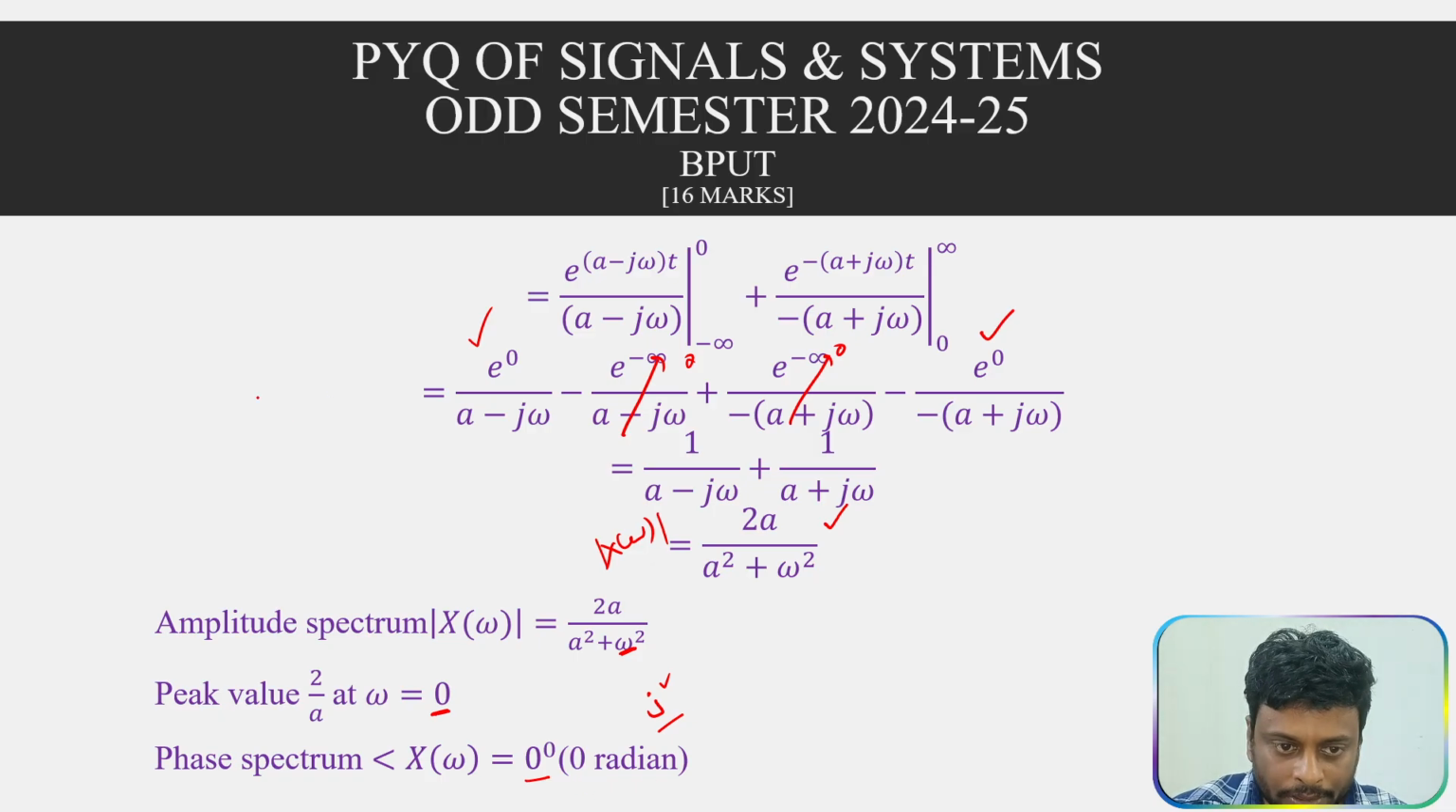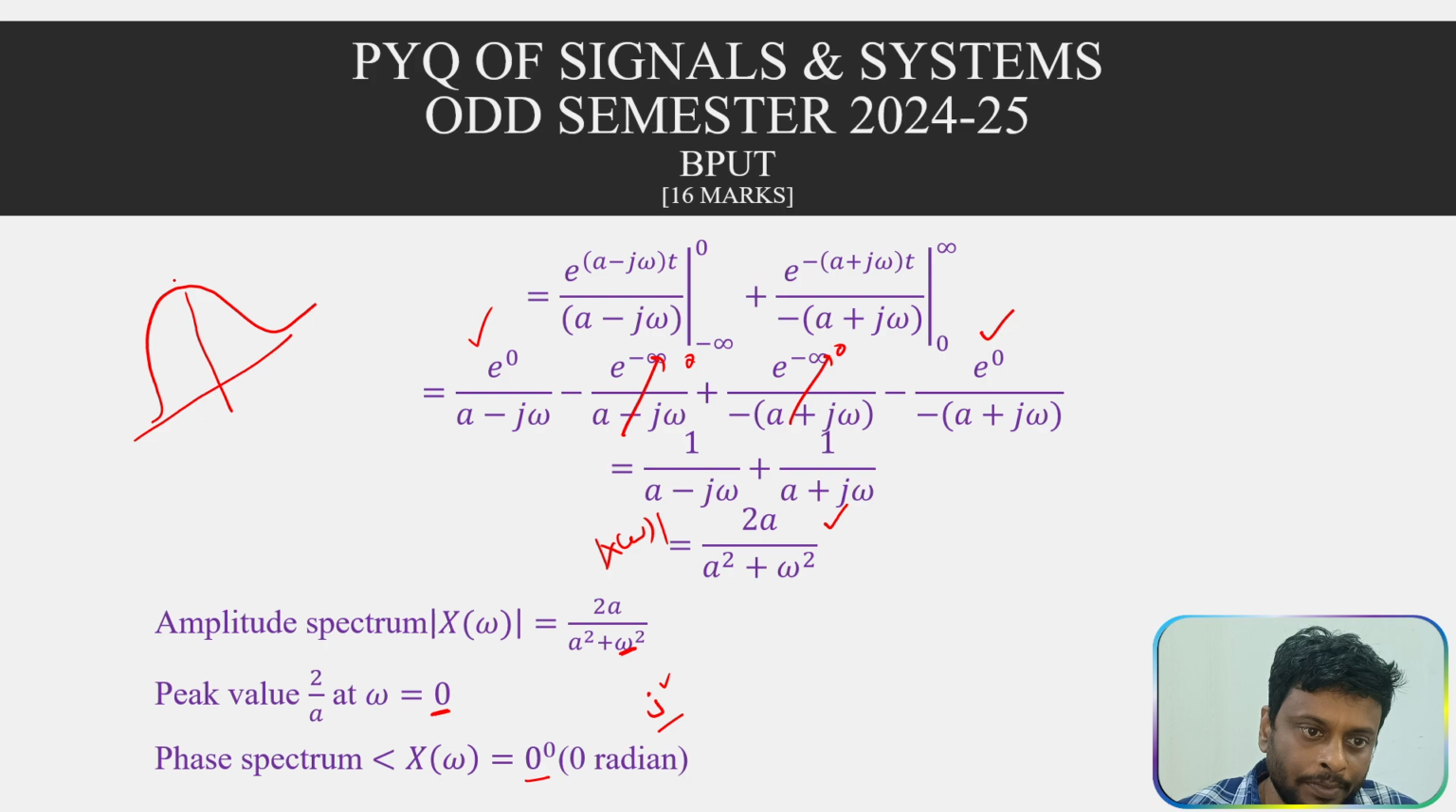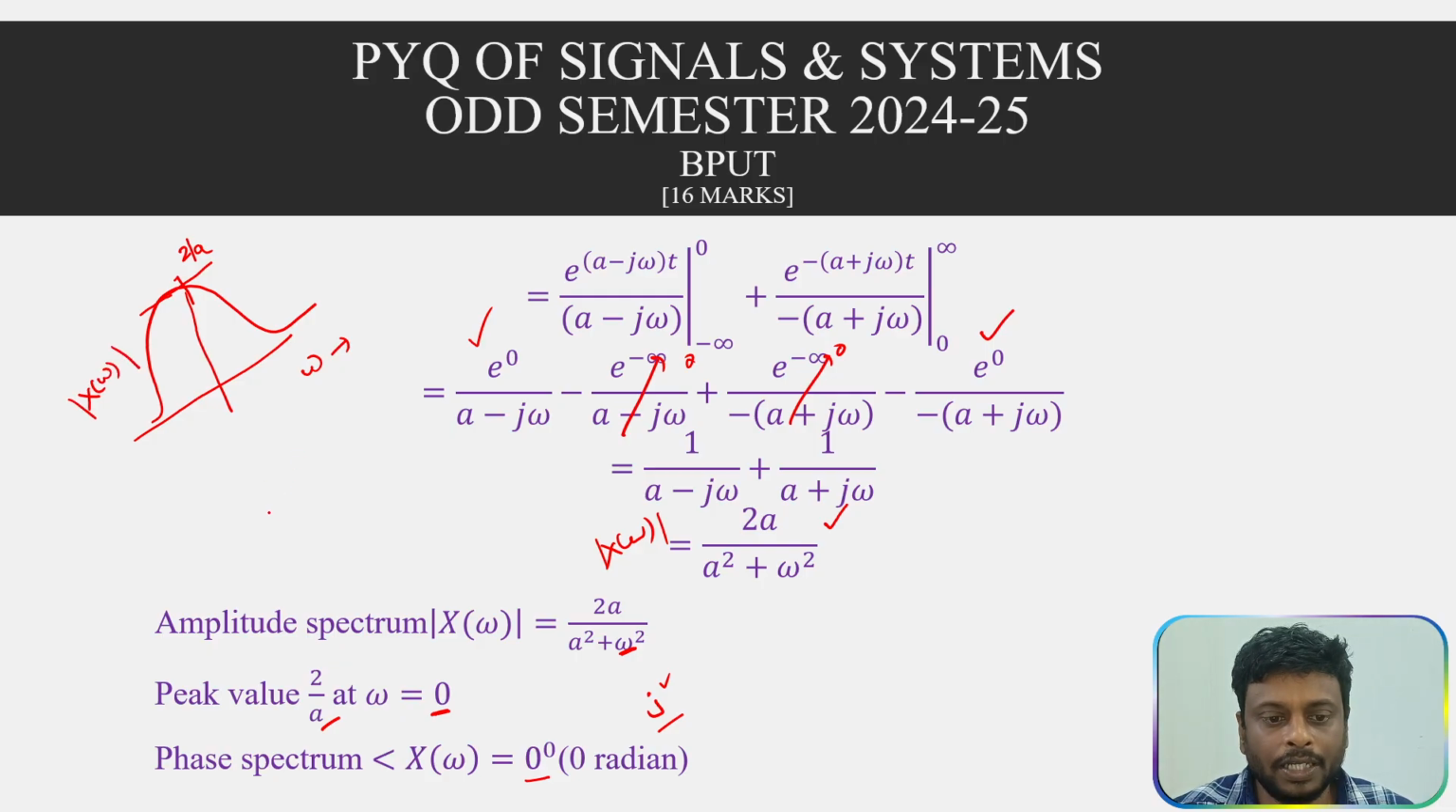So you can draw it this way. This is our amplitude spectrum. What is the peak value? The peak value is here, 2 by a. This is omega, this is the magnitude, the amplitude, x of j omega. So this is the amplitude spectrum. The phase spectrum you can draw as well.